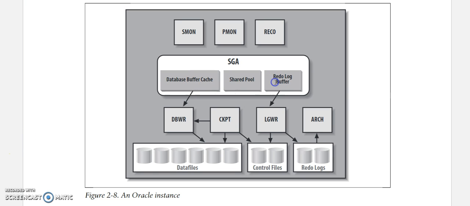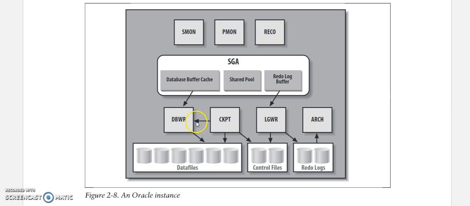The redo log buffer is an area for storing redo entries before they're written down to the redo log, and it keeps them there until it's a more optimal time for the disk to write them down below in the picture.